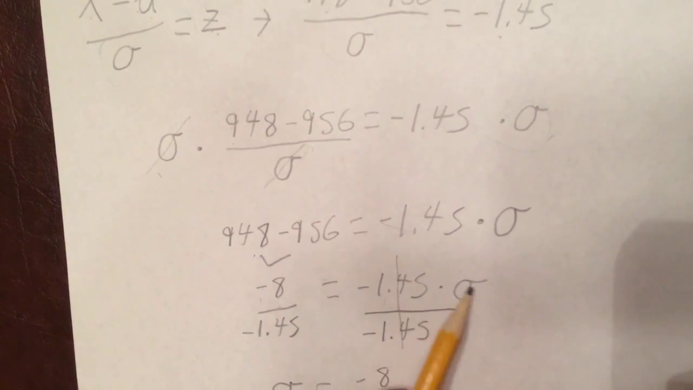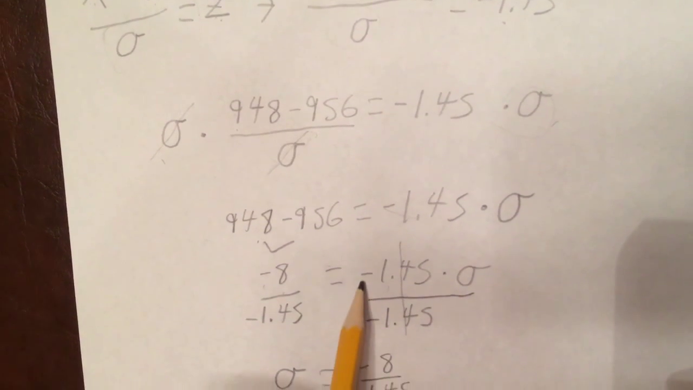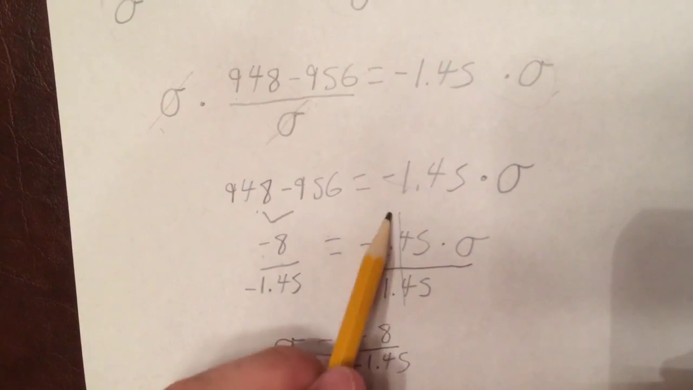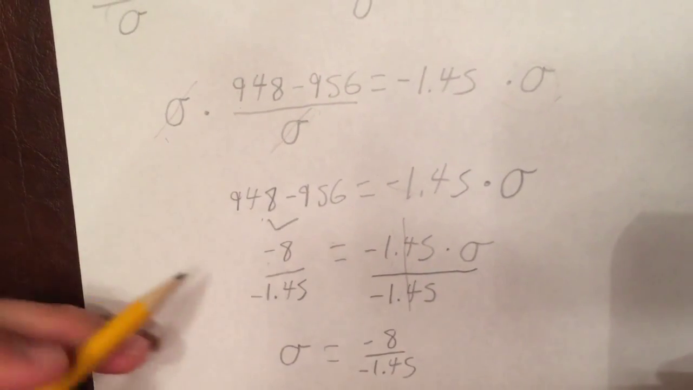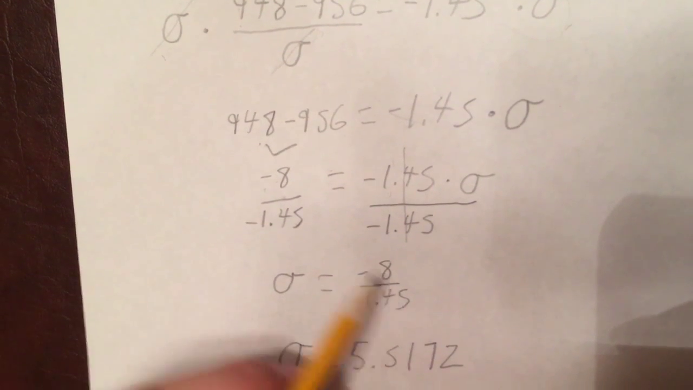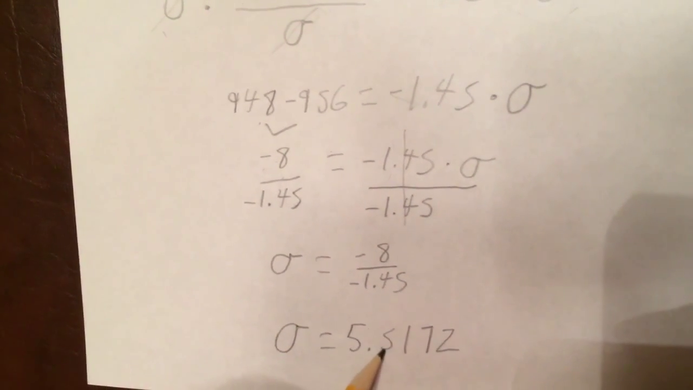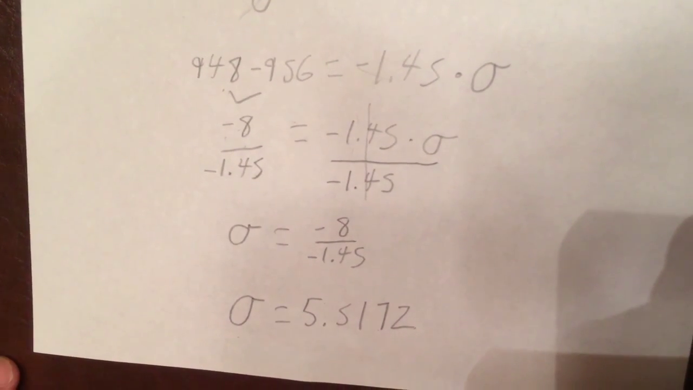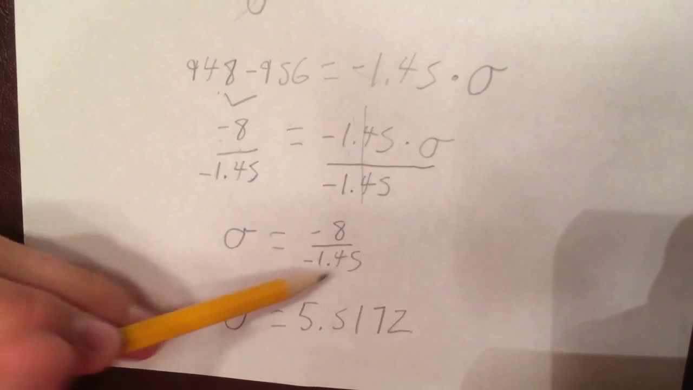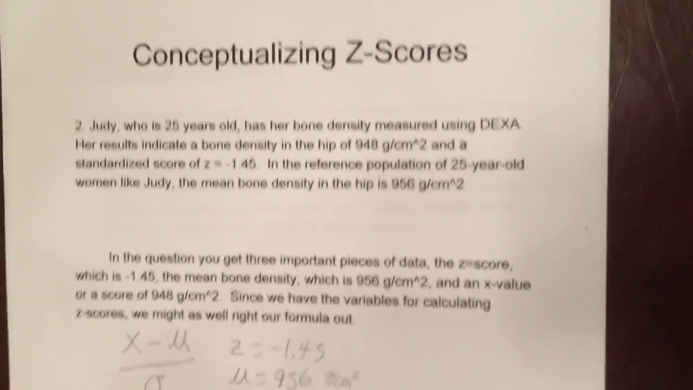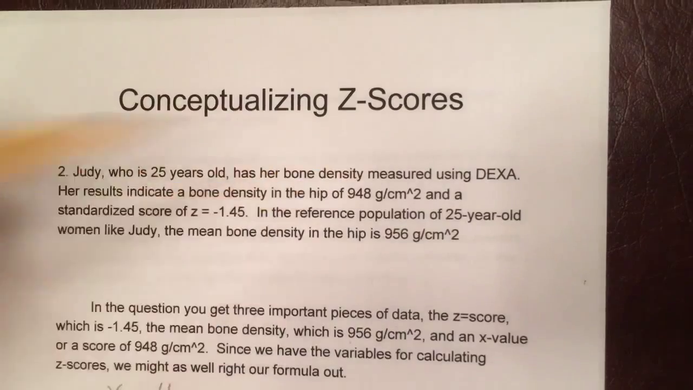To get this sigma isolated, we divide by negative 1.45 on both sides. This will cancel out to get our sigma isolated. And negative 8 divided by negative 1.45 gives us 5.5172, which is our sigma value, which we were looking for, which is our standard deviation. And now, since we have solved both, we now know how to conceptualize z-scores.